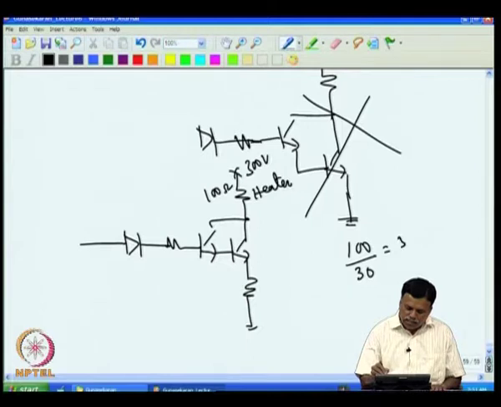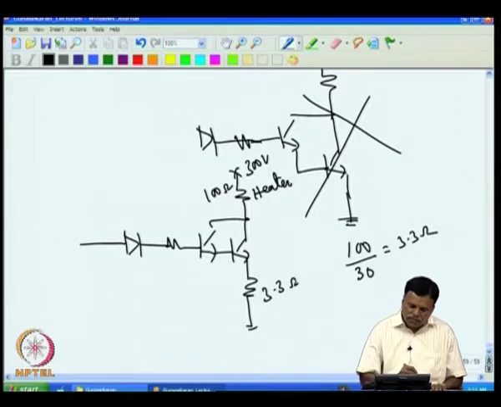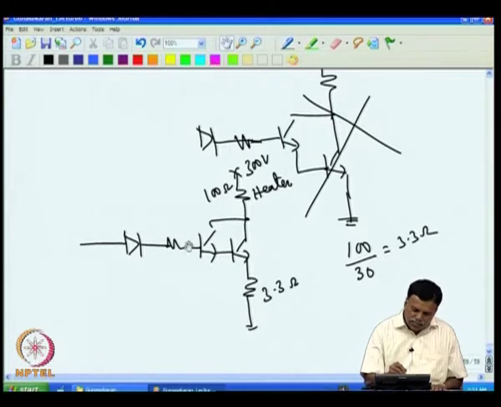So, we need 3.3 ohms. For example, I put 3.3 ohms, if I keep this, because when the voltage at this point changes by 10 volt, I want this heater voltage to change by 300 volt. That is why we are calling it a gain of 30. So, for a 10 volt change you have to produce a 300 volt change here. So, that can be achieved by keeping this resistance ratio as, this is 100 ohm, so I put 3.3, that is the ratio of the resistance.